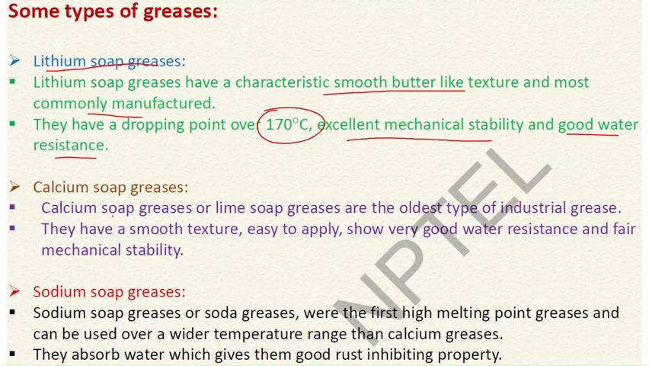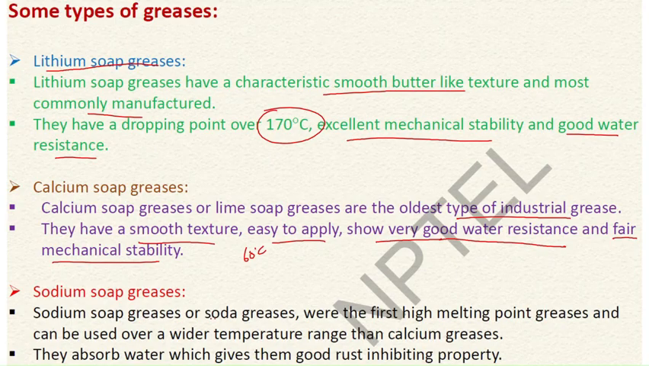Whereas the calcium soap greases, or lime soap greases, are the oldest type of industrial greases. They have a smooth texture, are easy to apply, show very good water resistance and fair mechanical stability. But they have a dropping point of around 60 degrees C, which is not good for using them at a higher temperature.